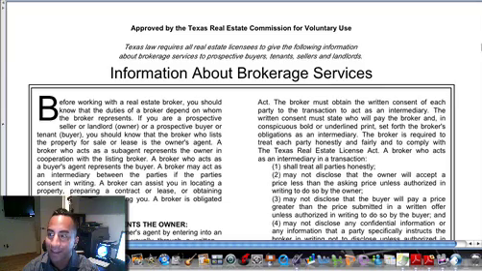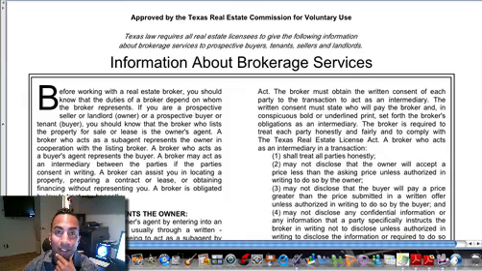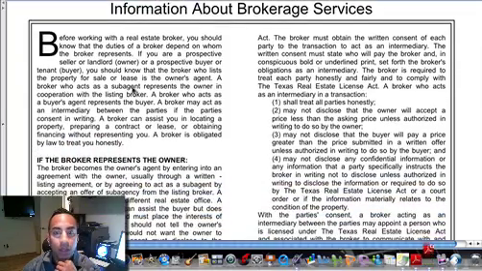There we go. Okay, information about broker services basically tells you how does the representation work, who gets paid and how they are paid. You should know that the duties of a broker depend on whom the broker represents.